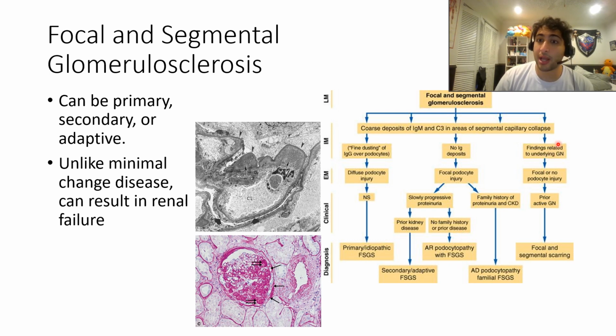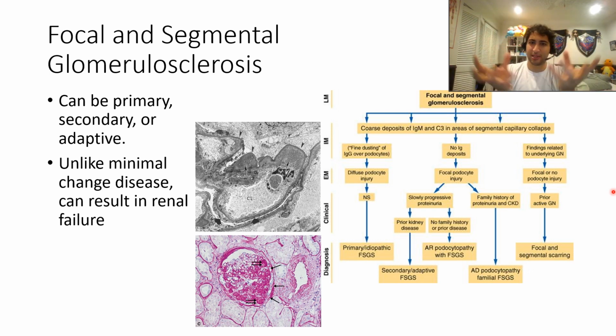Now, if there's underlying glomerulonephritis, so if there's an inflammatory process happening with possibly no podocyte injury, and if so, it's limited, and in the past the patient has had active glomerulonephritis, this is just focal and segmental scarring as a result of the nephritis. So notice how there's sort of an overlap.